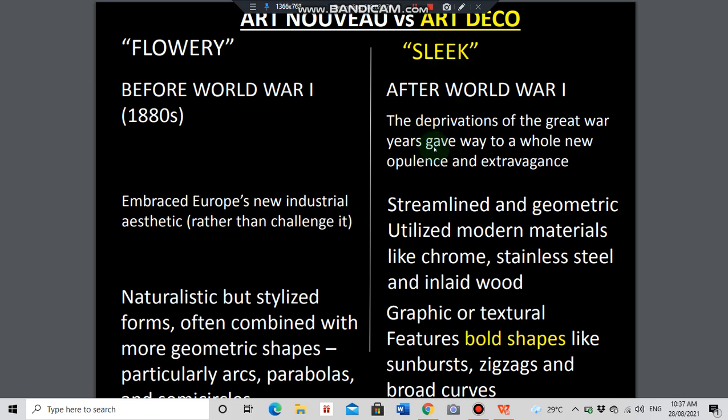Ano ba yung sleek? Streamlined and geometric, utilized modern materials like chrome, stainless steel, and inlaid wood. No? Kaya tinatawag siya na sleek machined surfaces. Straight and smooth in design or shapes, stylish and attractive. So medyo makikintab during that Art Deco, no?